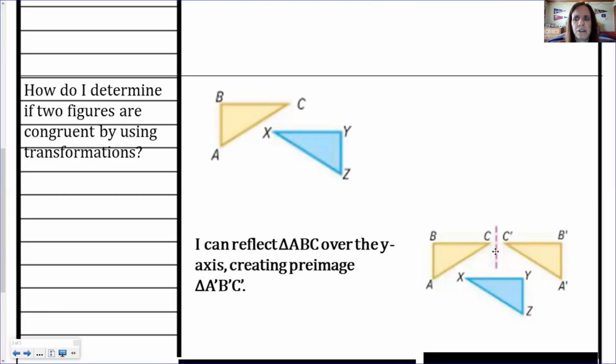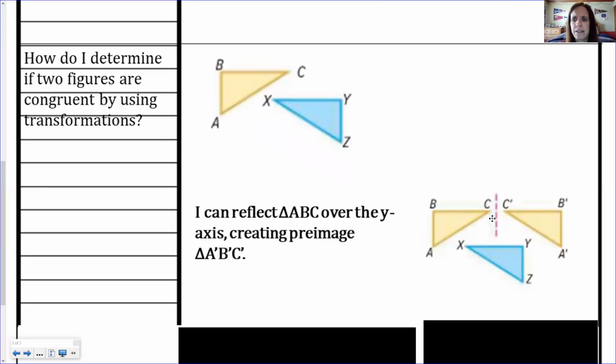A reflection, yeah. So if we can imagine that maybe there's the y-axis here, and what happened is ABC reflected over that y-axis. So side AB that was on the left is now on the right. A reflection could have occurred. So that could be true. But if a reflection occurred, this is what it would look like, right? We need it to look like this blue triangle down here.